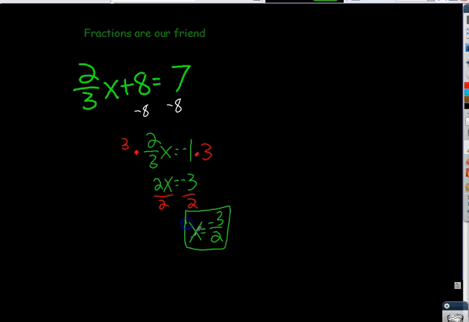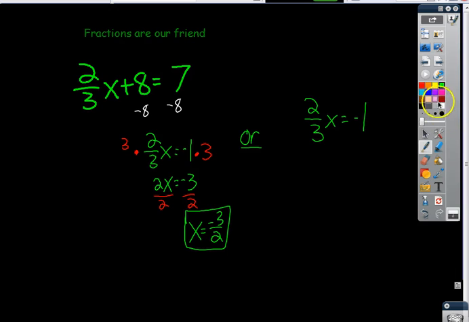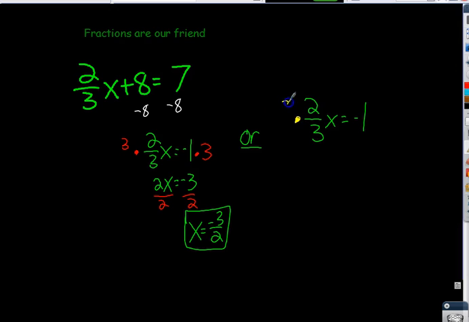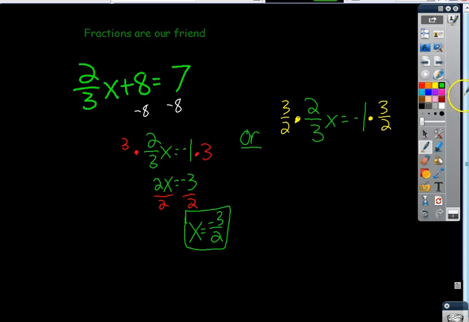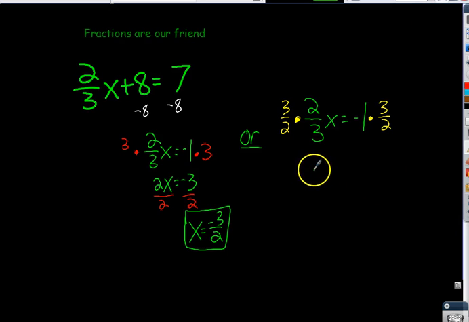The other, more expedited option, I might add, is simply go, listen, I've got 2/3 x equals -1. I could divide both sides by 2/3. I'm allowed to do that. The problem is, I don't want to divide something by a fraction. So instead, I am going to multiply by this fraction's reciprocal of 3/2. I'm allowed to do that, and that's going to give me the ability to solve this. Much rejoicing. I get x equals -3/2 because these things cancel each other out.